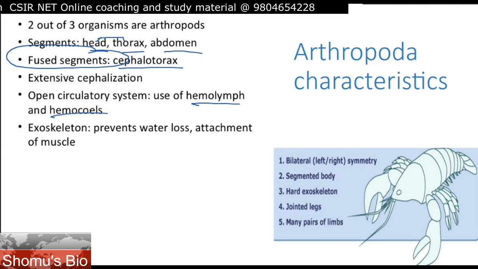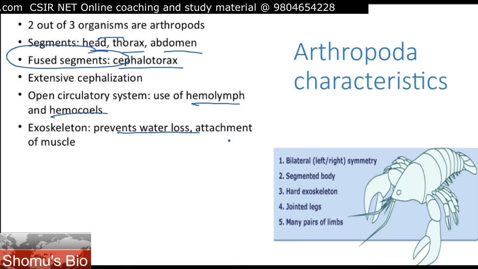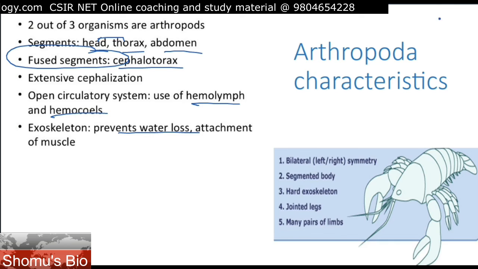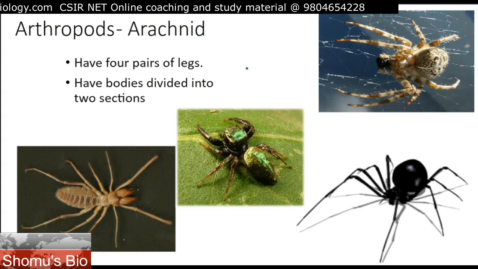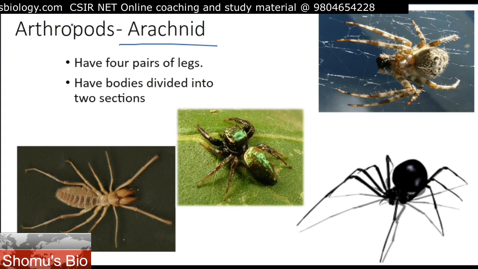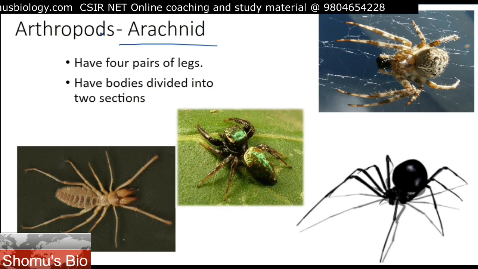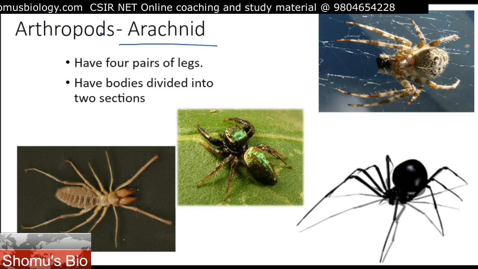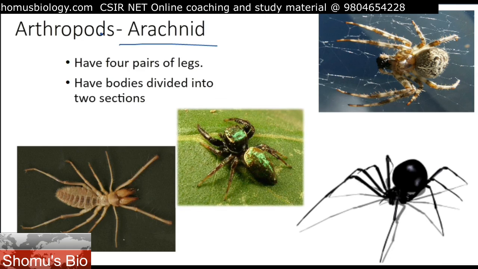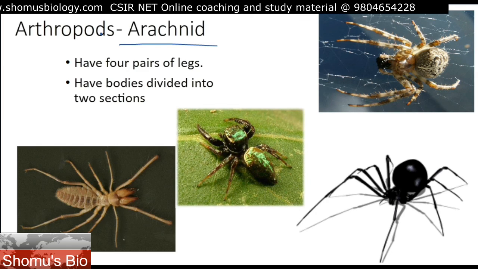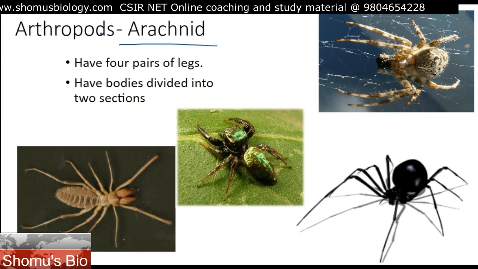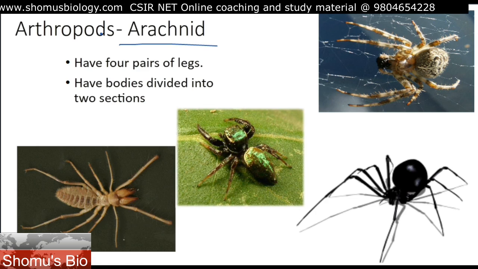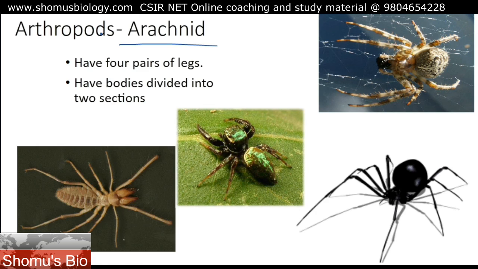Exoskeleton, just like echinoderms, they have an exoskeleton outside that prevents water loss and helps in attachment of the muscle from inside. Now if we talk about all this, for example, arachnid is a totally different type of arthropod, particularly applicable for spiders. They have 4 pairs of legs instead of 3. Generally when we say arthropods, we always mean insects, but insects are actually one type of arthropod, and there are different types of arthropods available.